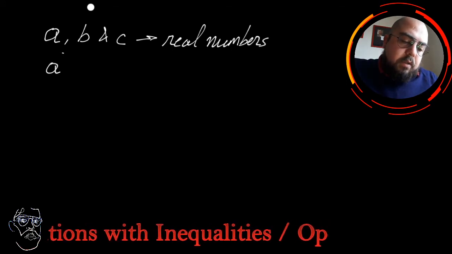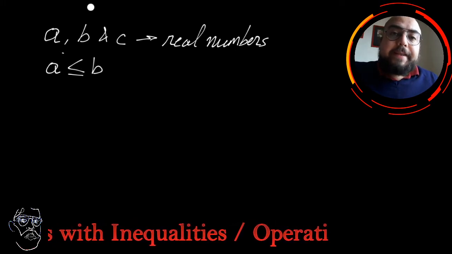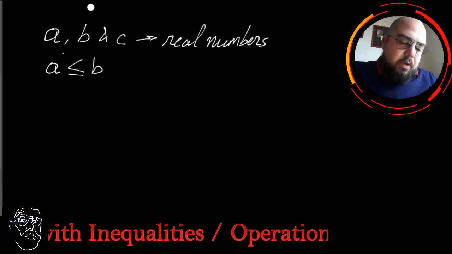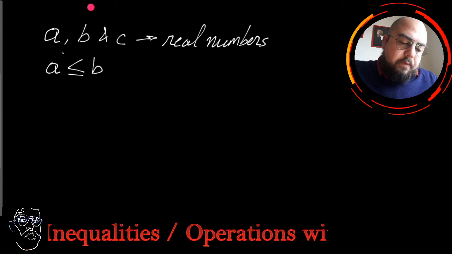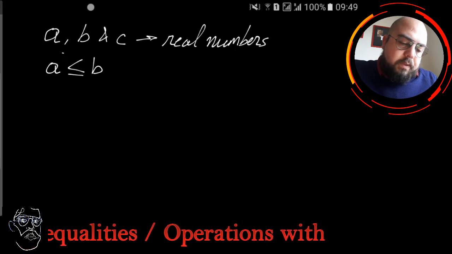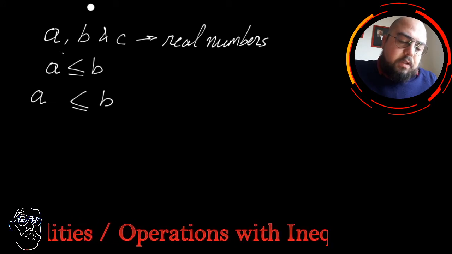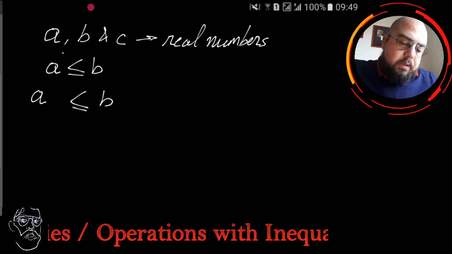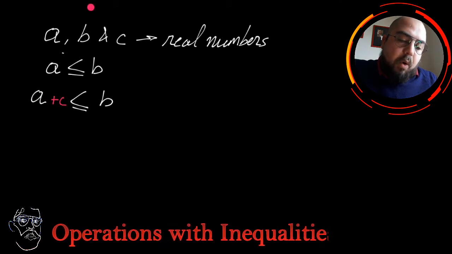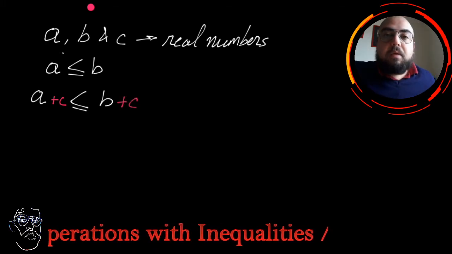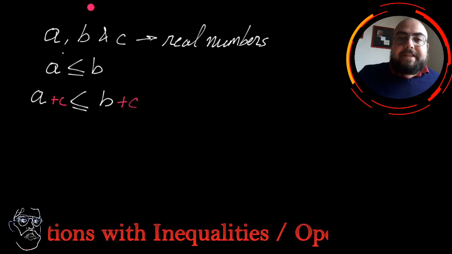Whenever we have, let's say, A smaller or equal to B, and I want to add a certain number C, then A plus C will still remain smaller than or equal to B plus C. This inequality will not change its sign. It will remain the same.